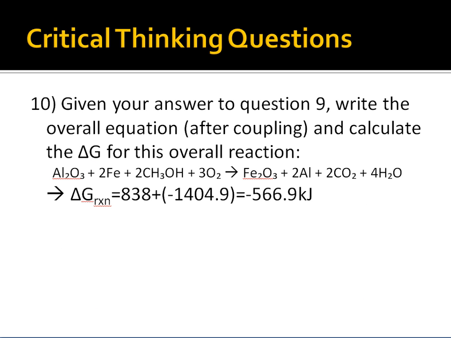For question 10, given your answer to question 9, write the overall equation after coupling, of course, of the aluminum reaction and the methanol reaction, and calculate the change in G for this overall reaction. So now you're just combining them. That's all you're doing. Now you have, for the change in G of the reaction, the 838 that you got from the initial aluminum reaction, plus the negative 1400 that you got from the methanol reaction. You add them together. Basically, you get the negative 566.9 kilojoules, which makes that reaction spontaneous.